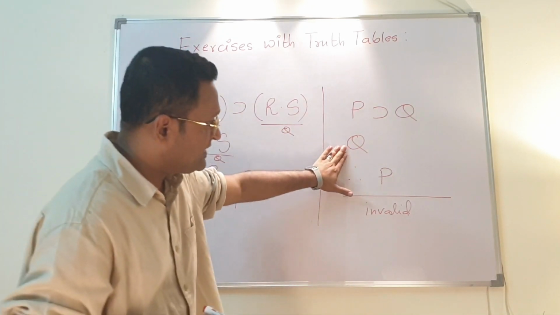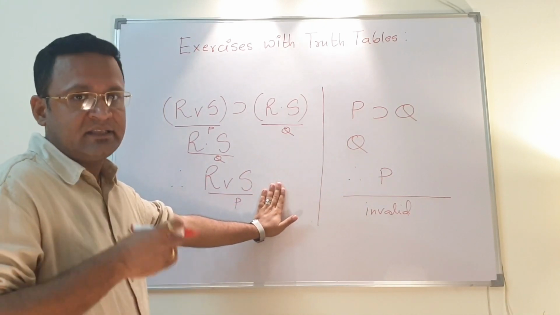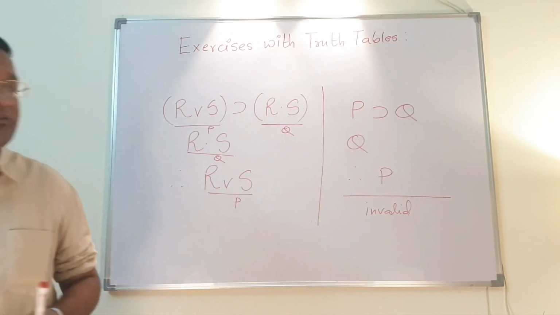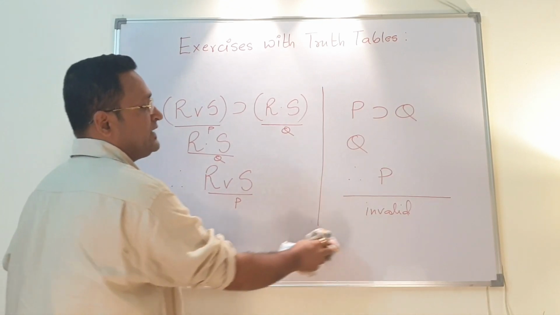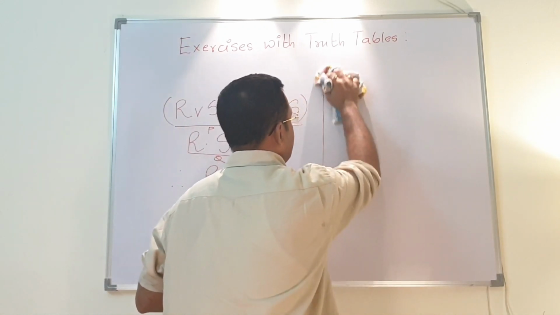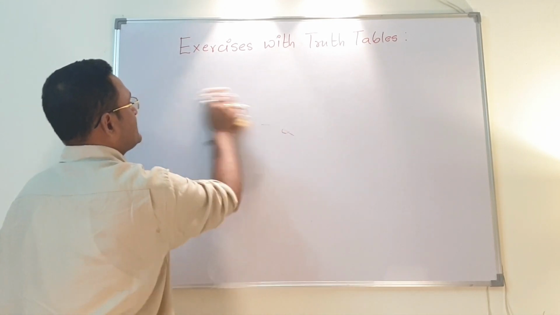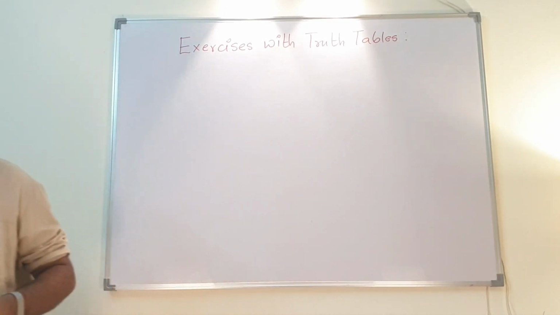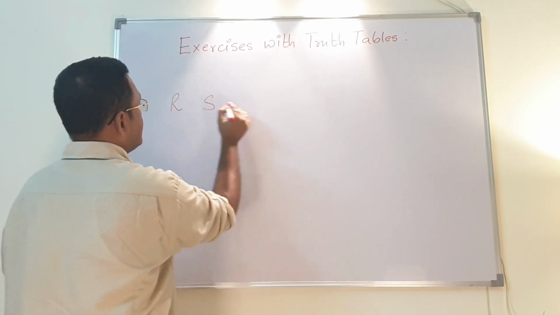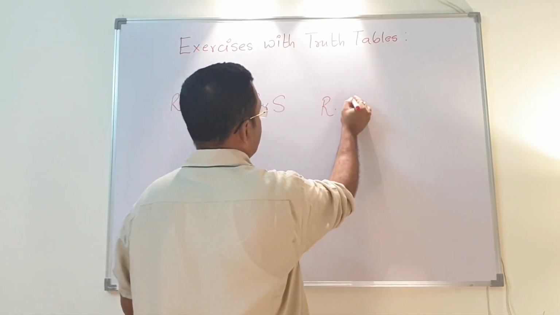So if this is an invalid argument, this argument should also be an invalid argument. This is the basic understanding. So let us check with the help of a truth table whether this argument is also an invalid argument like this one. So how to draw the truth table of this? I will remove this, take this from here, and we have R, S, R wedge S, R dot S.